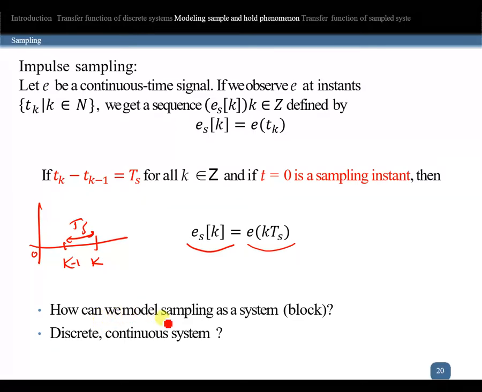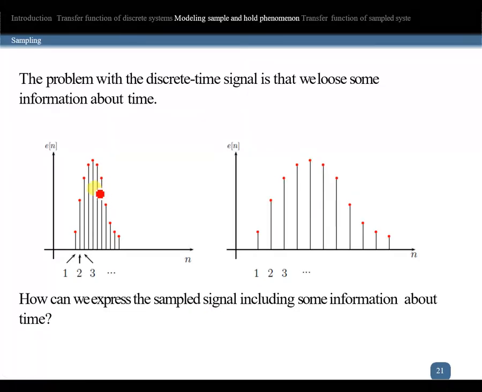How can we model the sampler as a system block diagram, a discrete-continuous system? If you remember, the problem with the discrete time signal is that we lose some information. If Ts is very small, the discrete signal becomes continuous. If Ts becomes big, we lose the information between this sample and this sample, samples 1, 2, 3. How can we express the sampled signal so that it includes some information about the time?